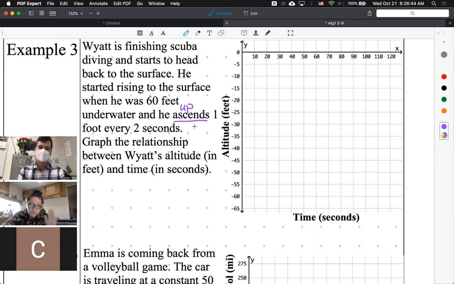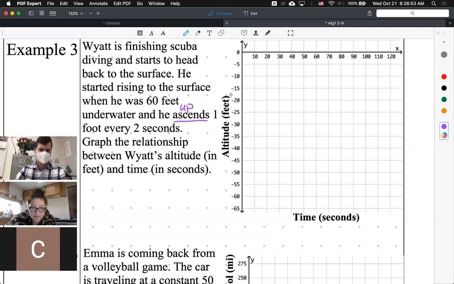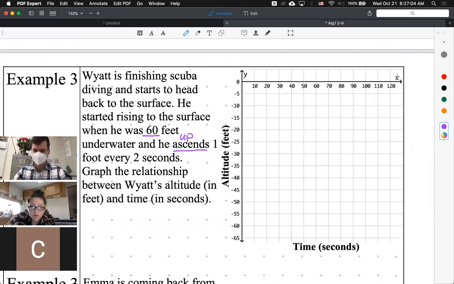Yeah, Yesenia. Is it like the 60? Yep, he was 60 feet underwater. How do we use that to graph? And then you go on the time thing. So time is this, I forgot to label it. Oh yeah, time is right there, down here. So he goes from 60, he goes up 1 foot every 2 seconds.